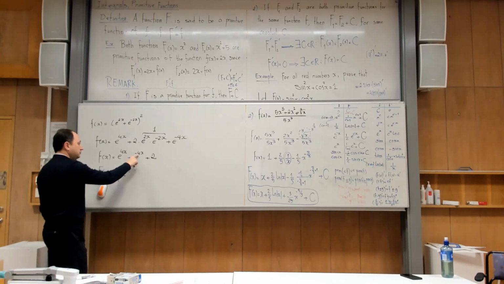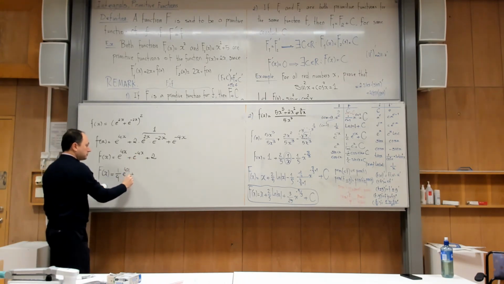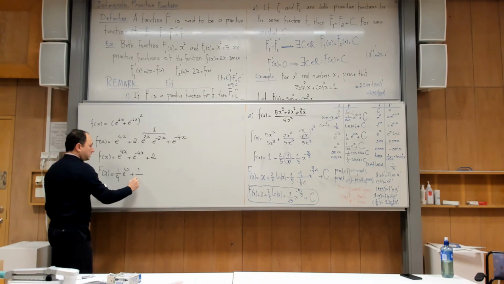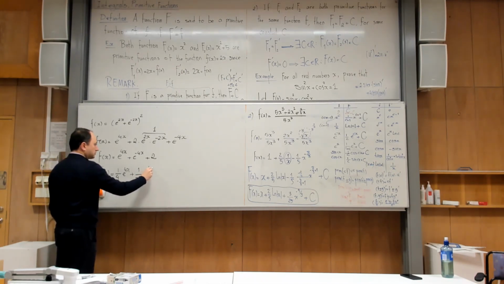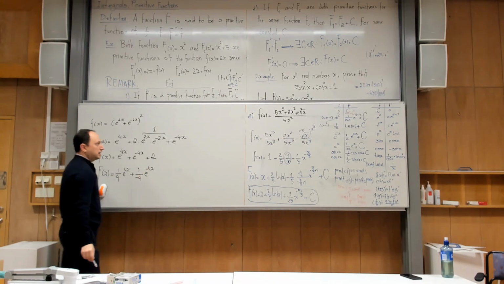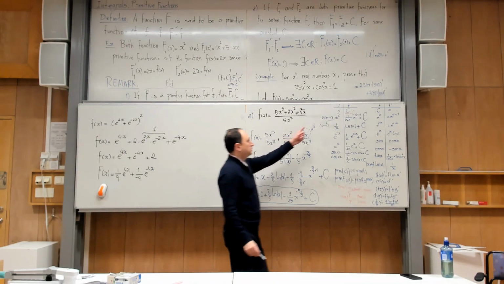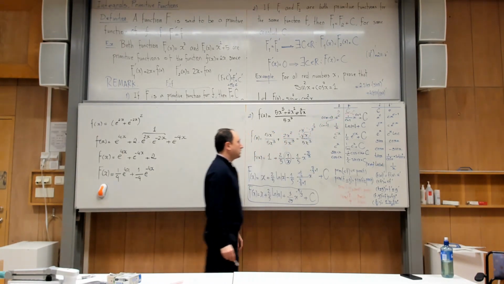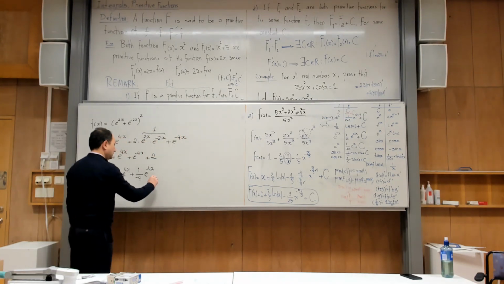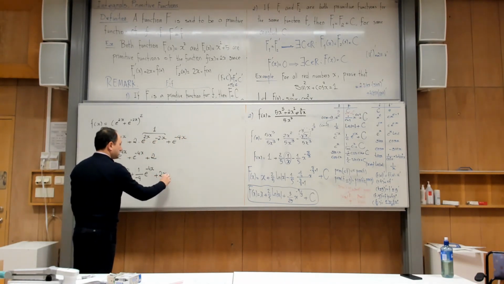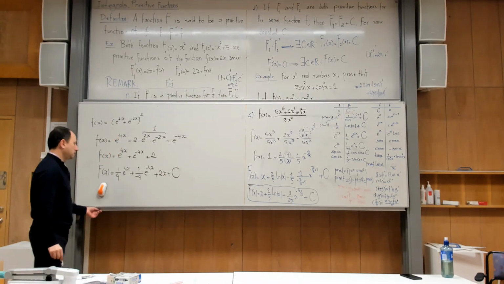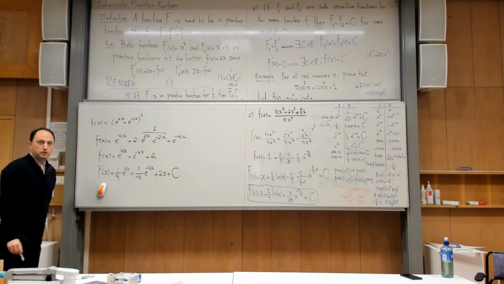This one, minus 4, is playing the role of that c. So it becomes plus 1 over minus 4, and then e to the power of minus 4x. For 2, I have to use this red line here. So the answer becomes 2x. But of course, because I have asked for all primitive functions, you have to add this constant c at the end. So that would be a primitive function for this.